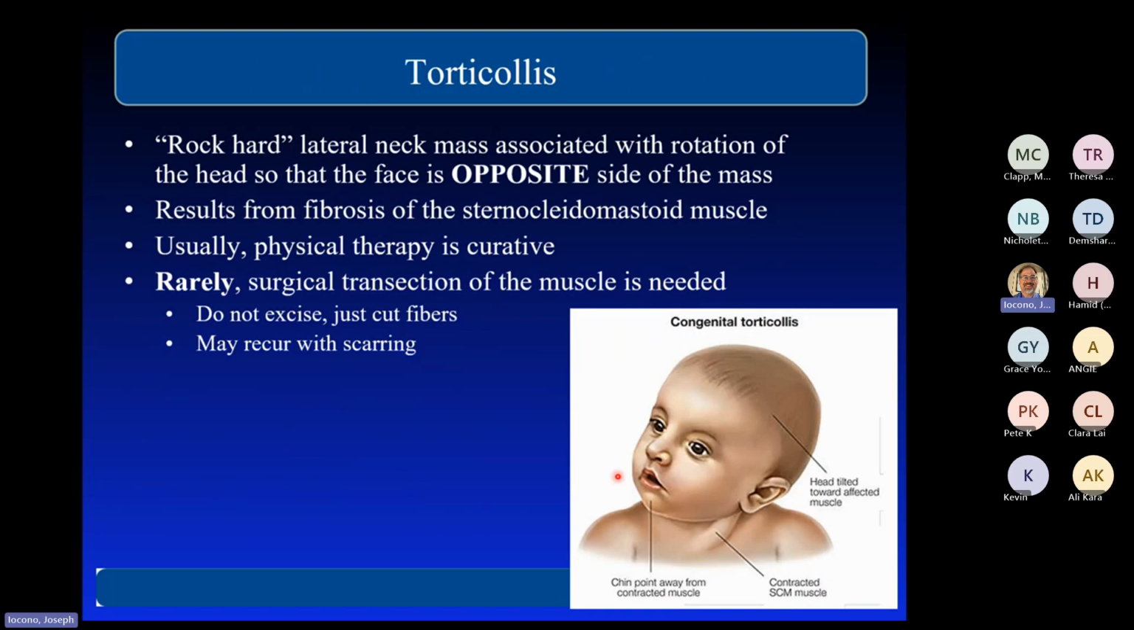Torticollis is a right, hard, firm mass of the sternocleidomastoid muscle. Do not operate. Physical therapy is the answer. Just do not operate.